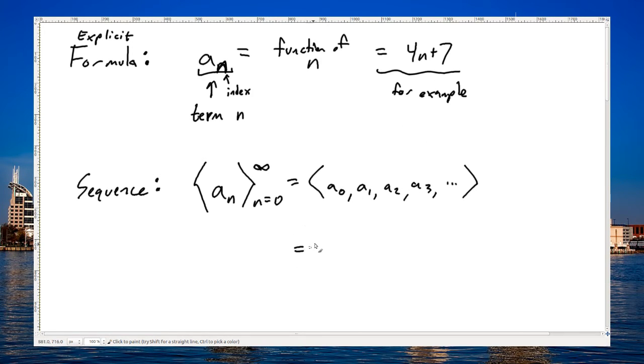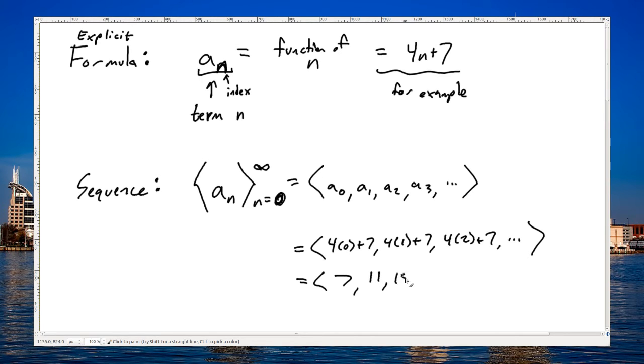So for example, if 4n plus 7 is our function, then we get 4 times 0 plus 7, 4 times 1 plus 7, 4 times 2 plus 7, and we start by plugging in 0 because we were told to right there. So that gives me what? 0 plus 7, 4 plus 7, 8 plus 7, so on and so forth. You can kind of see how we're adding 4 each time, so I already know it's going to be 19 and then 23 if you want to add a few more terms in there.